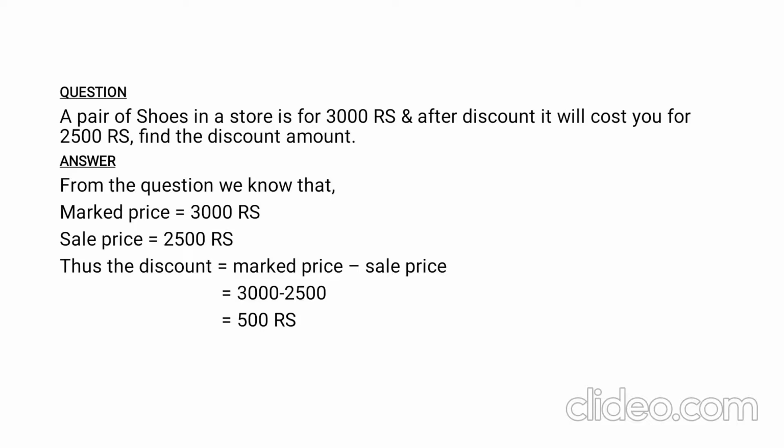Here, let us understand more about discount using an example. A pair of shoes in a store is for 3000 rupees and after discount it will cost you 2500 rupees. Thus, find the discount amount. Here, from the question we know that the marked price is 3000 rupees whereas the sale price is 2500 rupees. Thus, the discount so obtained will be marked price minus sale price, that is 3000 minus 2500, which gives us the value of discount as 500 rupees.